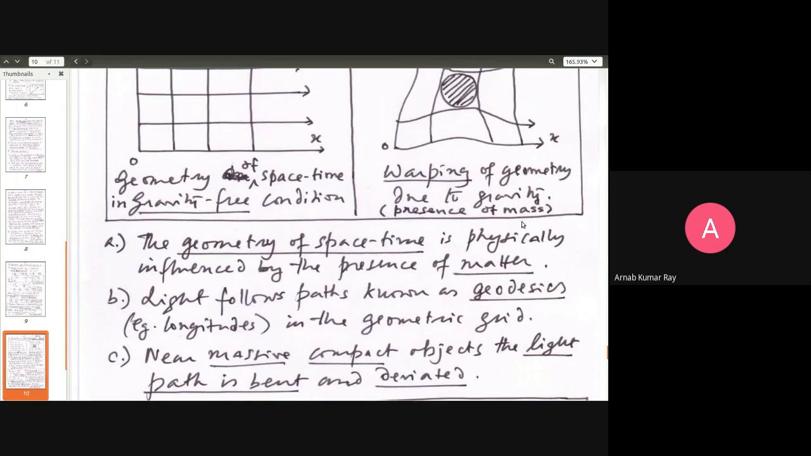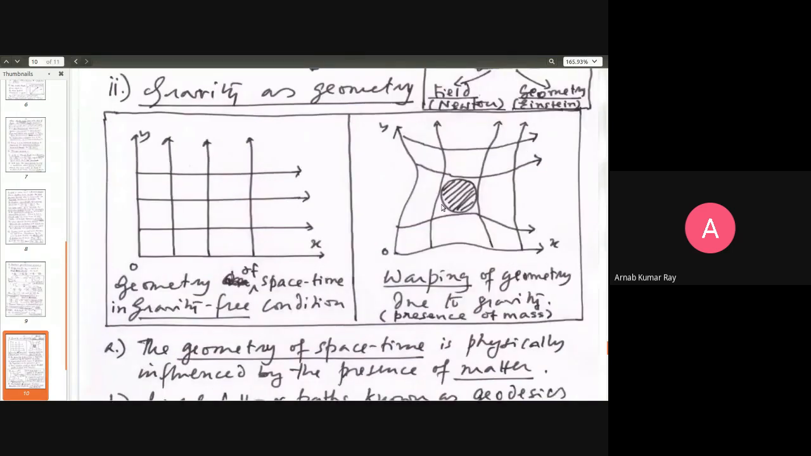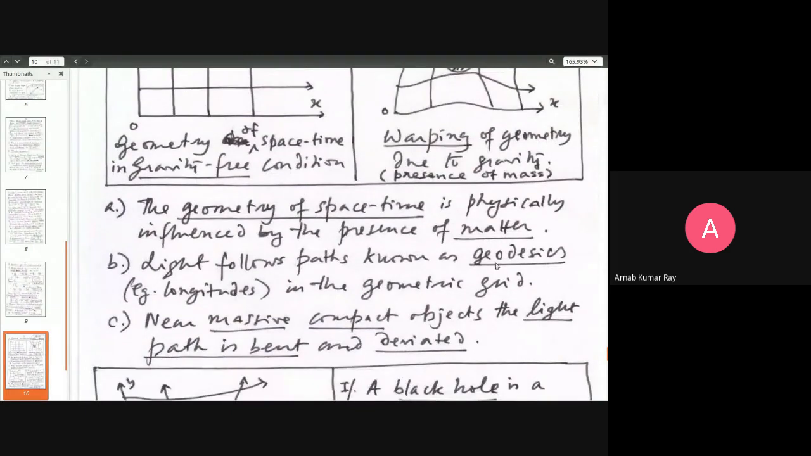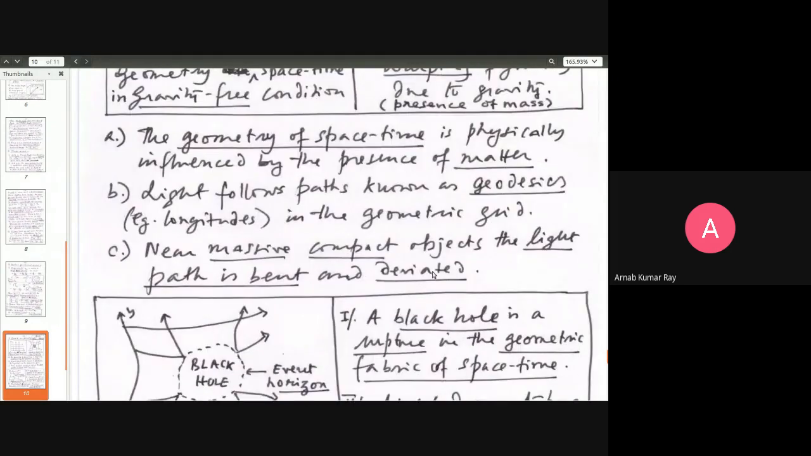So in this four-dimensional space-time grid, light follows a similar kind of path, right? Known as a geodesic. So lines of longitude are geodesics. And so near massive compact objects, light path is bent and deviated.